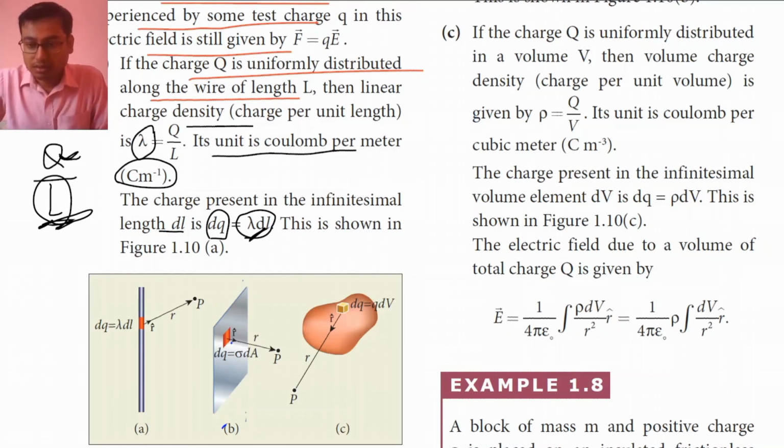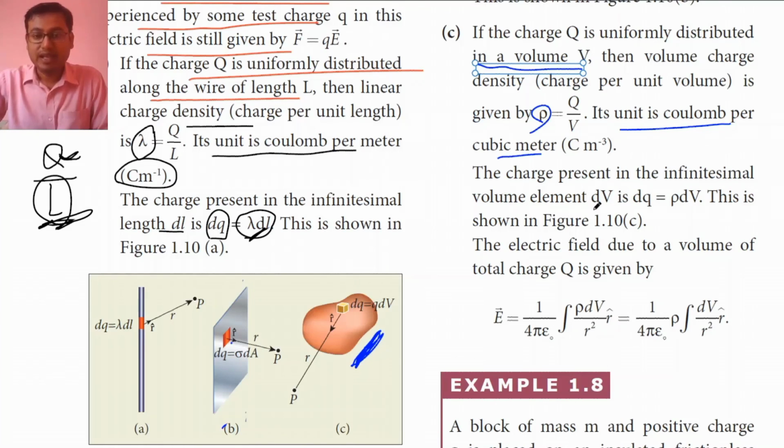The third point: if the charge Q is uniformly distributed in a volume V, as given in figure 1.10c, then volume charge density, that is charge per unit volume, is given by rho is equal to Q by V. Its unit will be Coulomb per cubic meter. The charge present in the infinitesimal volume element dV, a very small volume taken out from the complete volume, is given by dq is equal to rho dV. This is shown in figure 1.10c.